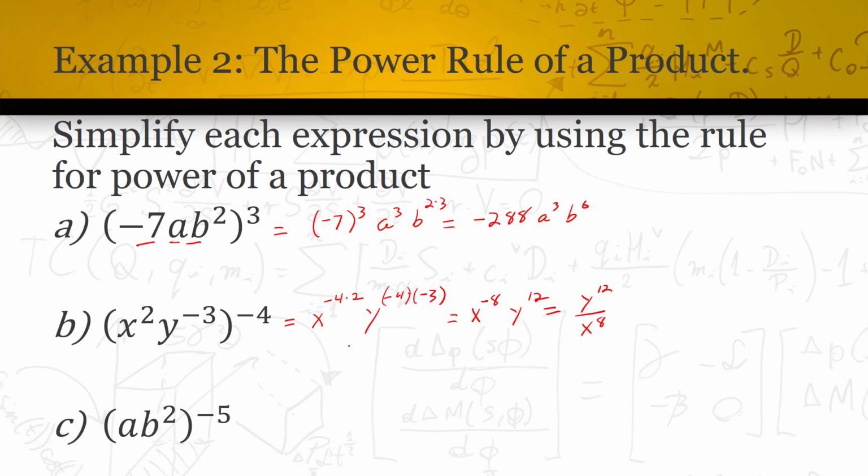And for our last problem, we have a b squared, that quantity raised to the -5 power. Once again, using the power rule, my apologies, we have a to the -5 times b to the 2 times -5. That will give me a to the -5 times b to the -10. Of course, we can't have negative powers, so we're going to take the reciprocals, and that will be 1 over a to the 5th, b to the 10th. And there we go.